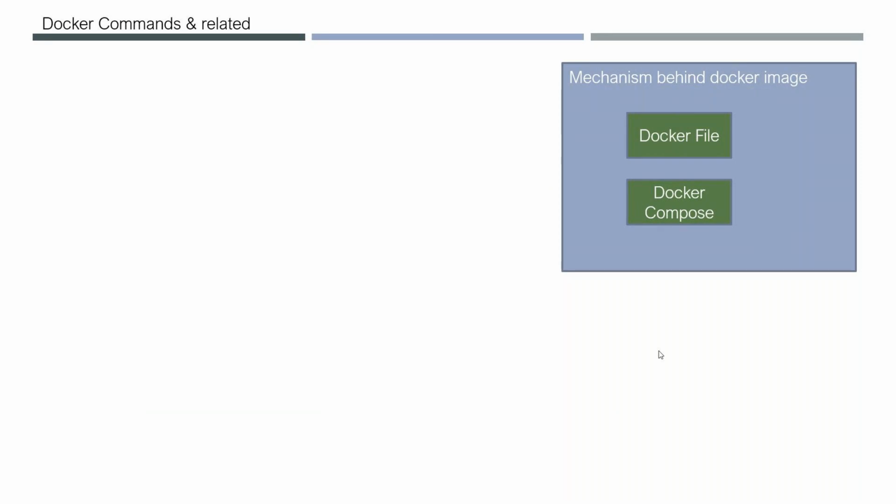Okay. But how do you build a Docker image based on your code? You will build a Docker image based on a file called Dockerfile. That's what you see here. Dockerfile is nothing but a simple text file. In the text file, you will keep all the commands that are required to create an image based on the code we have. As simple as that.